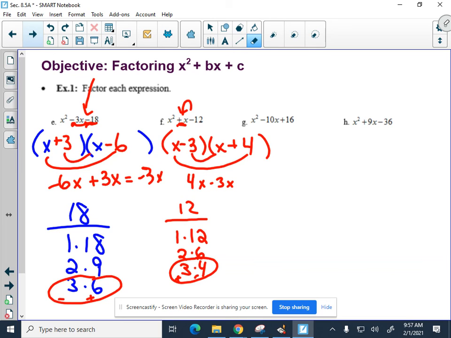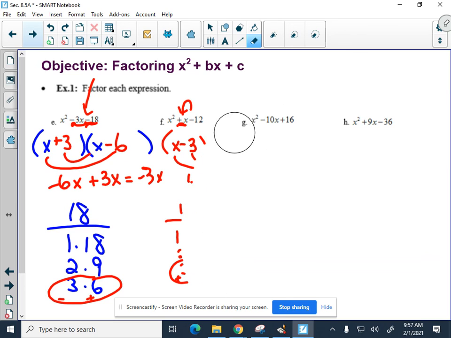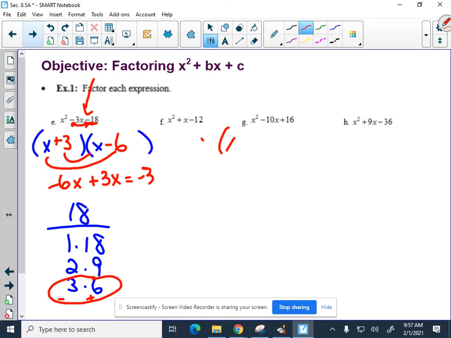All right, next one. Pretty good here. Just getting a little more room. X and x, we got to get 16. 1 times 16, 2 times 8, 4 times 4. We can stop because if we get the same number, not going to get more. These now have to again add to negative 10. Which do add up to 10? A 2 and an 8.